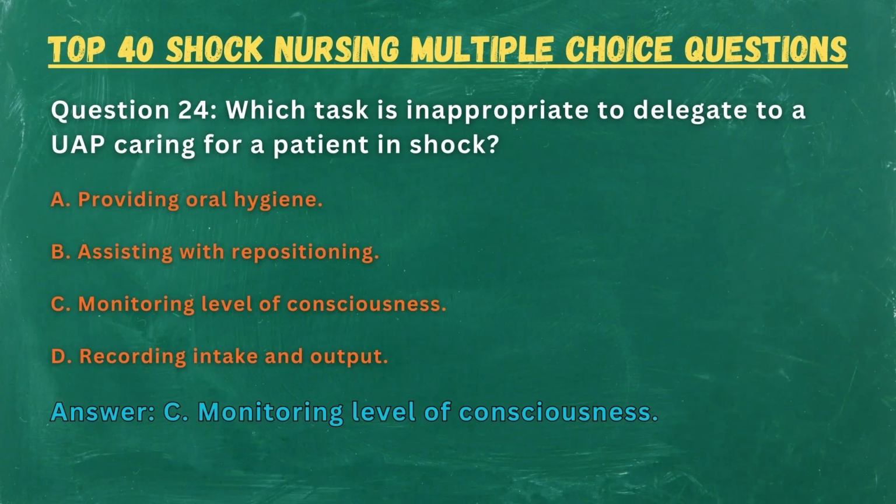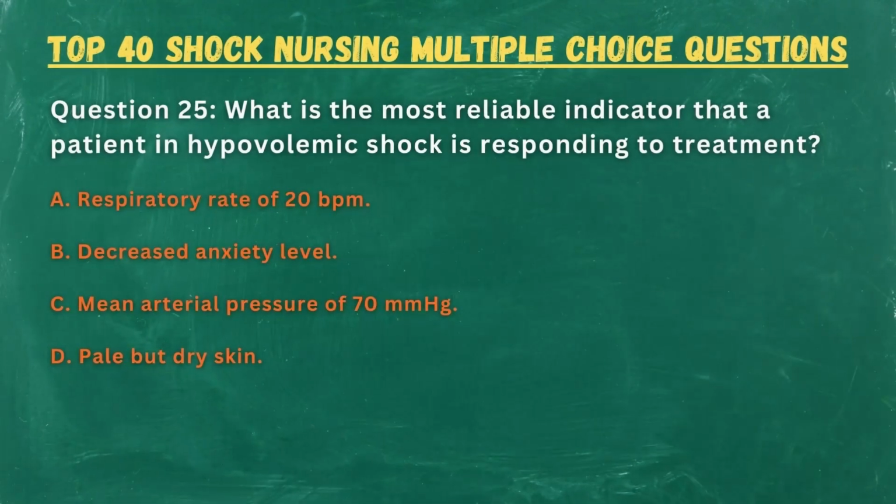Answer: C. Monitoring level of consciousness. Question 25. What is the most reliable indicator that a patient in hypovolemic shock is responding to treatment? A. Respiratory rate of 20 breaths per minute. B. Decreased anxiety level. C. Mean arterial pressure of 70 millimeters of mercury. D. Pale but dry skin.